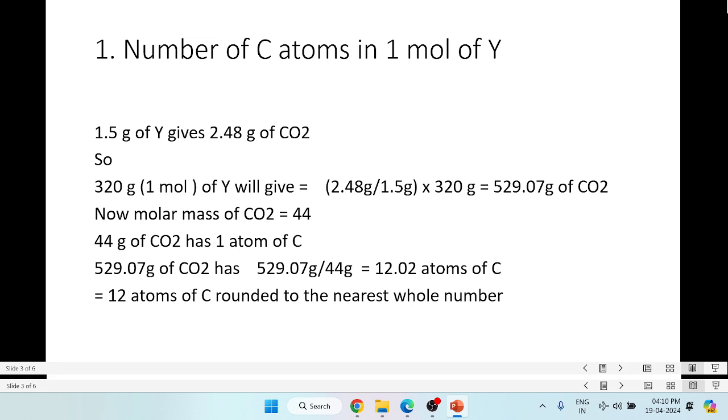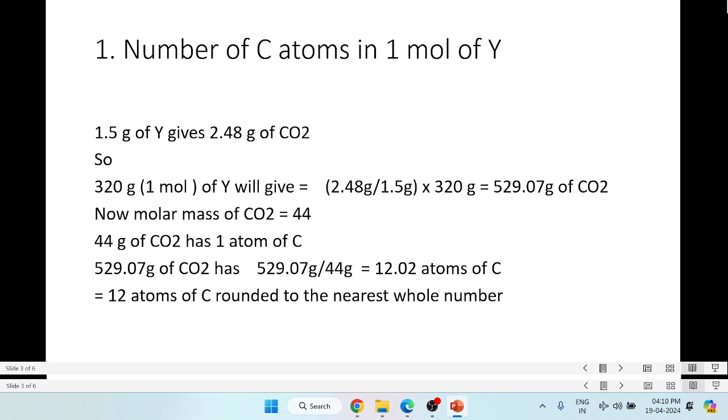Now this carbon is coming from compound Y when we burn it in oxygen. So 320 grams, or 1 mole, of Y will give 2.48 grams divided by 1.5 grams, multiplied by 320 grams, which is 529.07 grams of carbon dioxide.